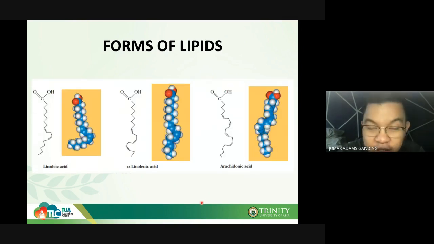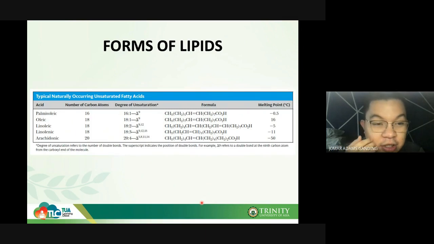So, there. These are examples. As you can see here, I'm not gonna discuss this further. So, as you can see, a palmitoleic fatty acid has 16 carbons. So, that is 16:1. The 1 represents the number of double bonds. So, it has one double bond aside from the carboxyl group. And as you can see, the double bond is found on the 9th carbon. So that's how you interpret it.